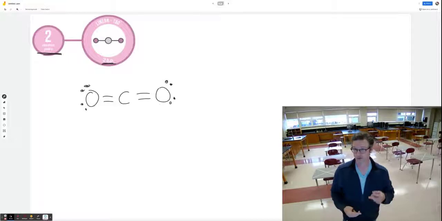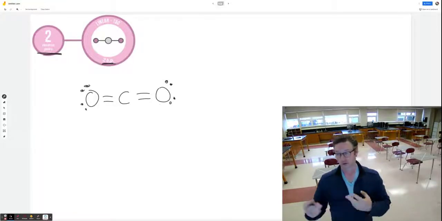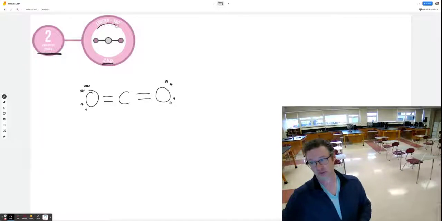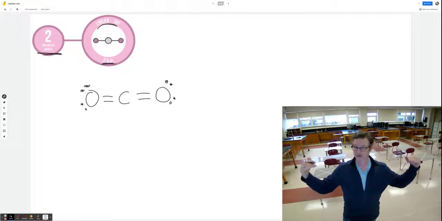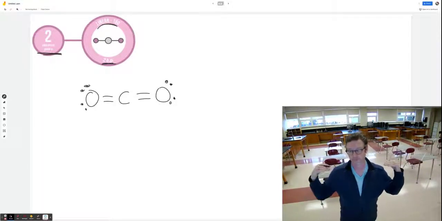There are no lone pairs, so there's only 2 domains, one on each side. No lone pairs, so the shape is called linear. It's 180 degrees. That's as far apart as those oxygens can get. 180 degrees opposite across the carbon.